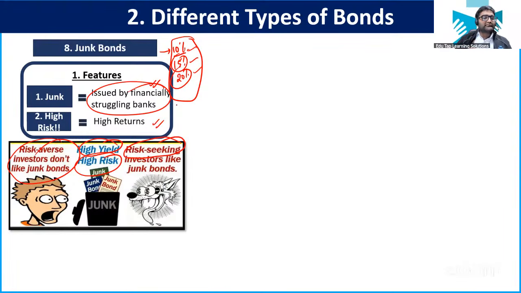So yeah, high risk, high returns is something that the junk bonds entail. Is that clear? Yes. Is that 6% fixed, or we just take it as an example, not fixed. It is just an example.